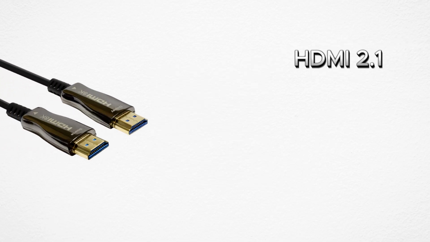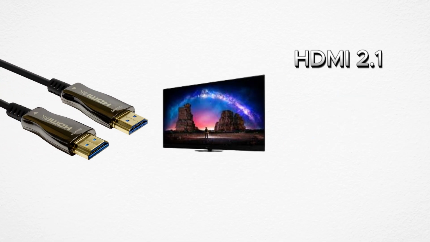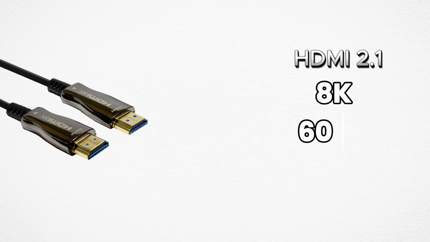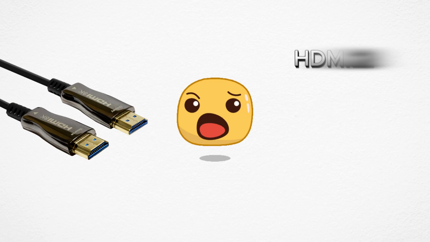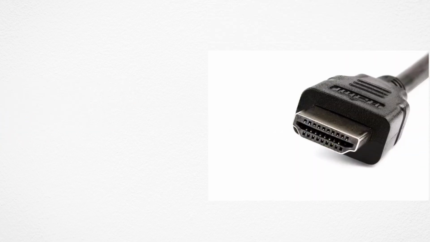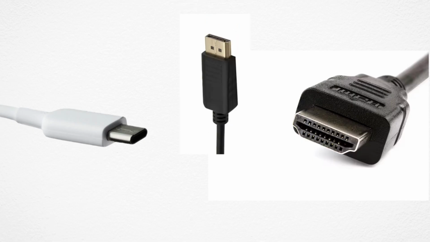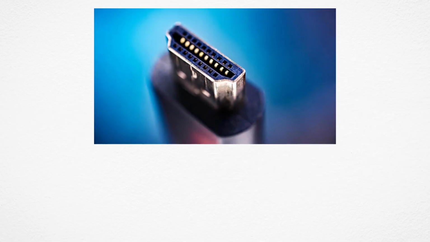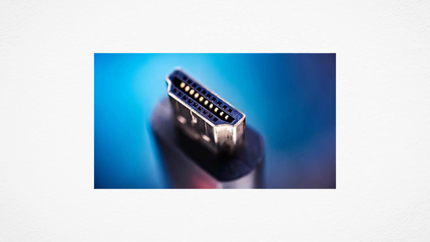Second, HDMI 2.1. This is the new standard on high-end TVs and gaming monitors. 8K at 60 Hz or 4K at 120 Hz. It's overkill for most people right now, but it's future-proof. Third, if you see older HDMI 1.4, it's too slow for 4K gaming. Skip it. Here's the trend. HDMI is evolving, but it's becoming optional. USB-C can do video now. DisplayPort can do video. HDMI is no longer the only game in town, it's just the most common one.